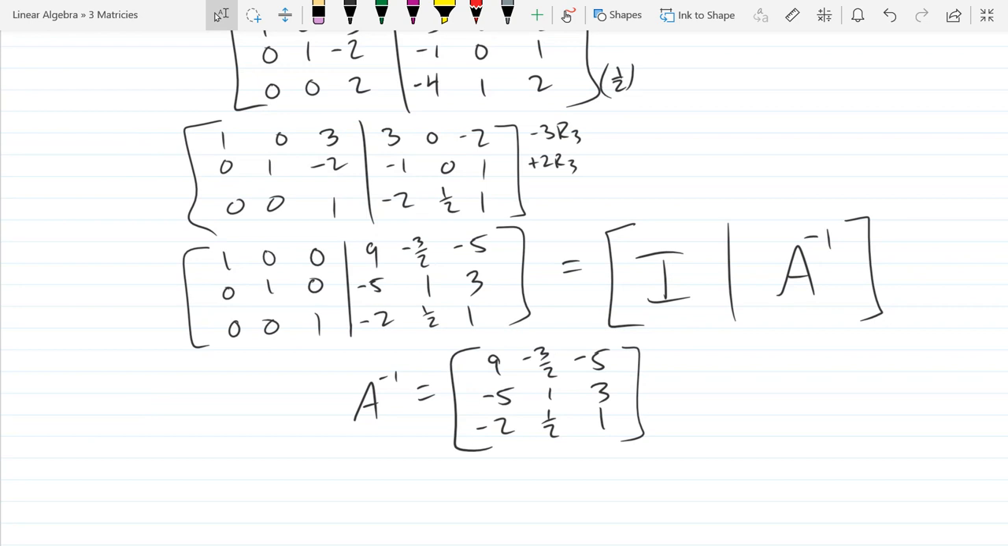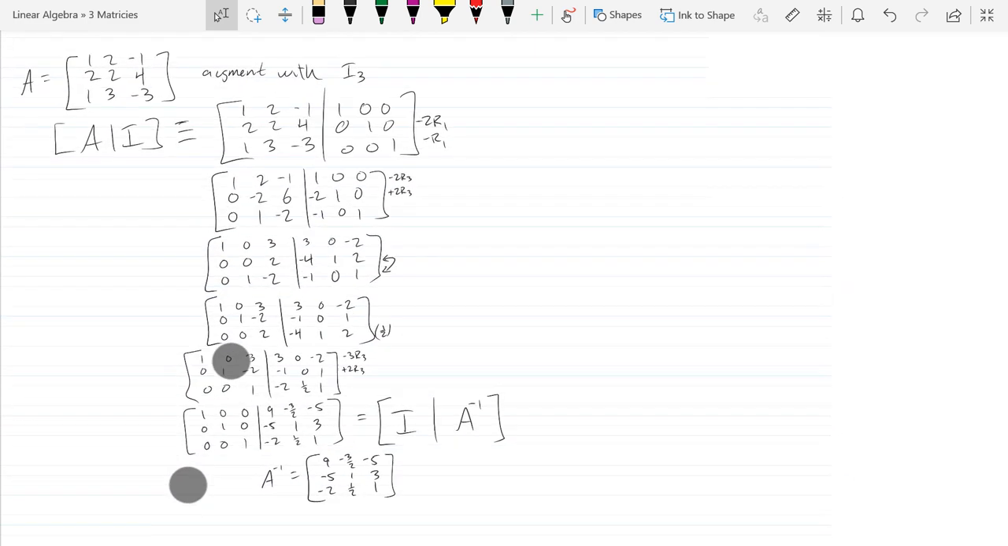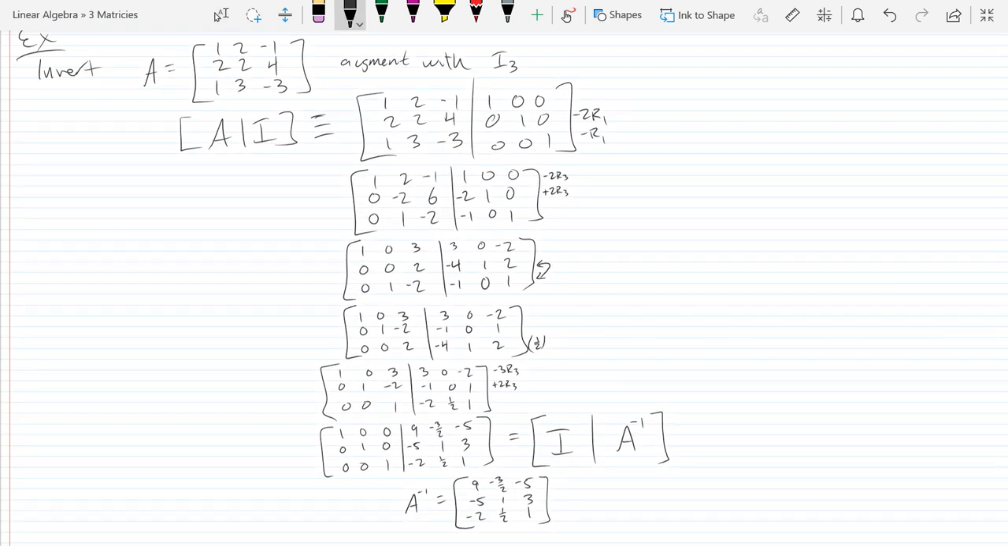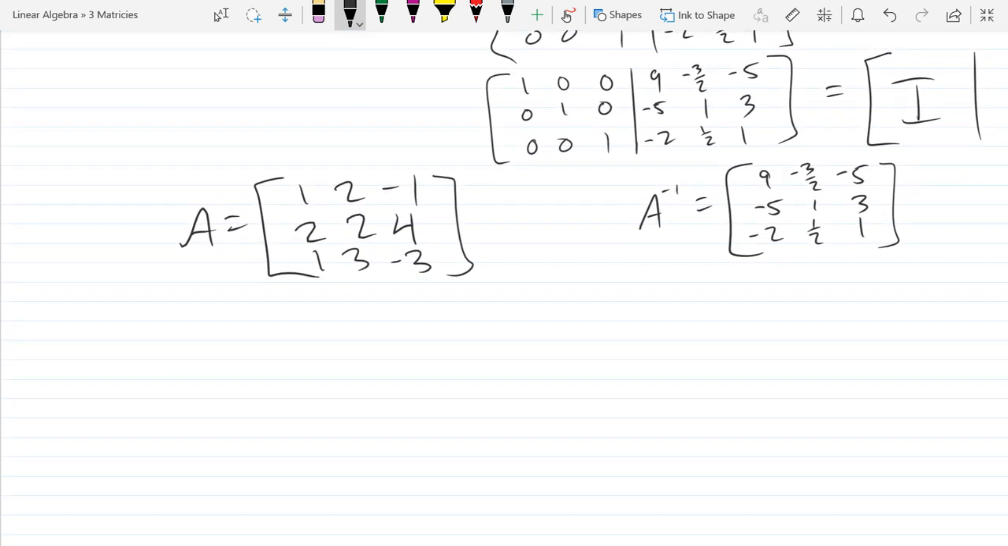So, how in the world can we check if this is the inverse to A? Which I have to zoom out really far. How do I know if these two matrices are inverses? So we're going to check by multiplying. They are multiplicative inverses, even though we only use the word inverse. Additive inverses are super easy to find, just make everything negative. These are multiplicative inverses. So we're going to check by multiplying.